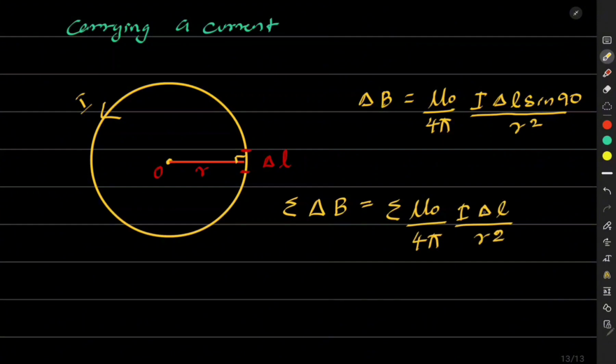Only the current element changes here. Therefore, we can write this as B equal to mu naught divided by 4 pi into I divided by R squared into sigma delta L. We should sum multiple current elements to find the magnetic flux density.